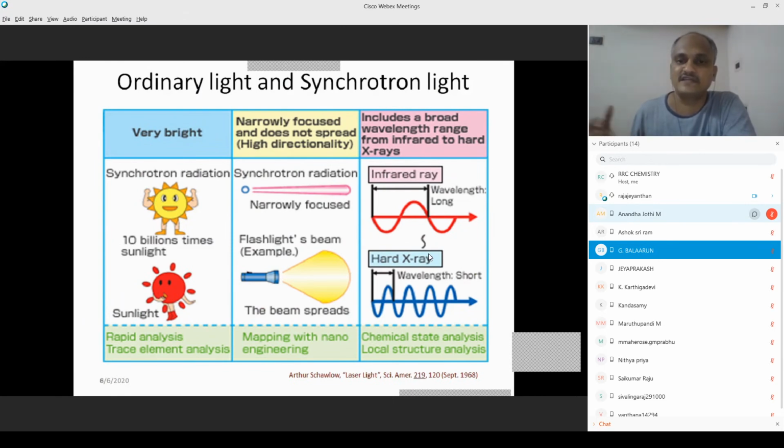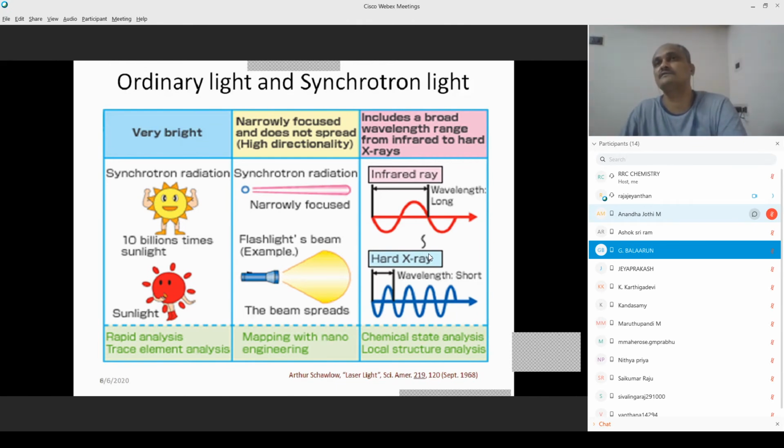See, we can do all kinds of techniques, like X-ray diffraction, using a smaller machine that we have handy and use in our sample analysis. But what about synchrotron light? When you use an X-ray of synchrotron light, what will happen? See, synchrotron lights are very bright. Synchrotron light is 10 million times brighter than sunlight, so we can use it for rapid analysis and trace element analysis.